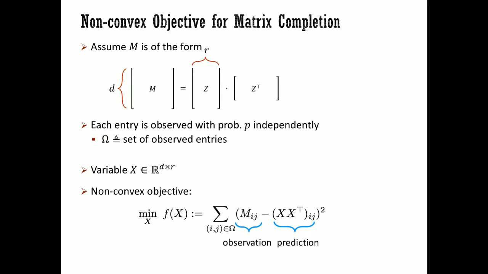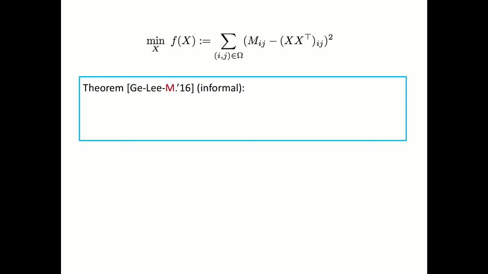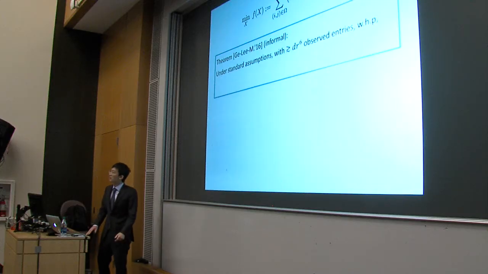So we're going to analyze this objective function. We're going to analyze the landscape of it. Our main theorem assumes that, under standard assumptions about matrix completion, like incoherence and well-conditioning, which I'm going to sweep under the rug, we also observe at least d times r to the 6 entries. Here we get optimal dependency on dimension d, but not optimal dependency on the rank r.